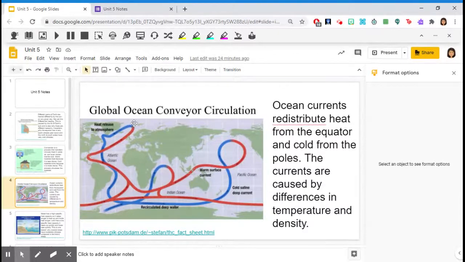So not only is the water becoming really, really cold because of the ice, because of the cold temperatures, because of the indirect sunlight, but it also becomes extremely salty. And both of those make the water extra dense because it's really, really cold and it's really, really salty.